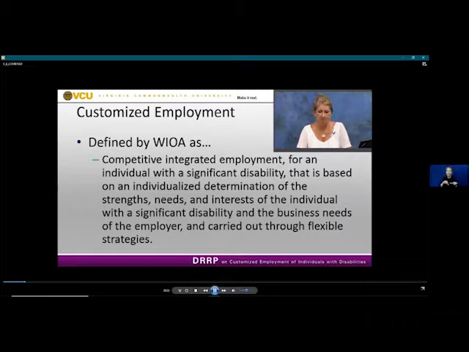And the last part of the definition talks about being carried out through flexible strategies. So the individual's not applying for open positions that already exist in the market, and we're not using traditional job search strategies. We're really looking at networks, building relationships with businesses, and utilizing strategies such as informational interviewing, work experiences, working interviews, and employment proposals and job negotiation.